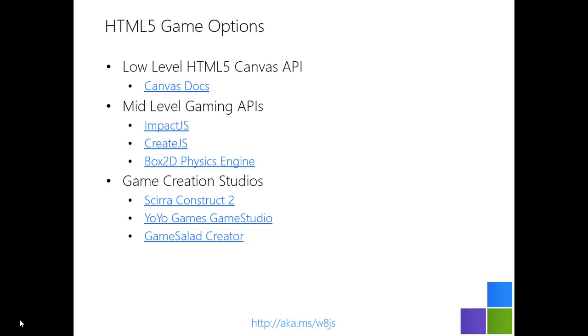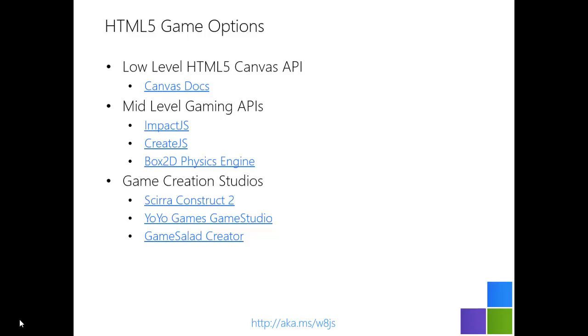Impact.js and Create.js are examples of those. There's physics engines like Box2D, etc. And those are still code solutions, but they keep you from having to implement the low-level logic that those frameworks and APIs give you. And then you could start to step up and say, well, what if I wanted to create a game and not necessarily have to write any code myself? And so there's a variety of game creation studios out there. One of the ones I've been playing a lot with lately is Construct 2 from Scirra. There's Yo-Yo, GameSalad, etc., and some other ones out there as well.